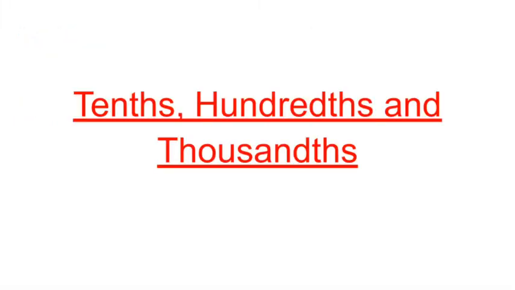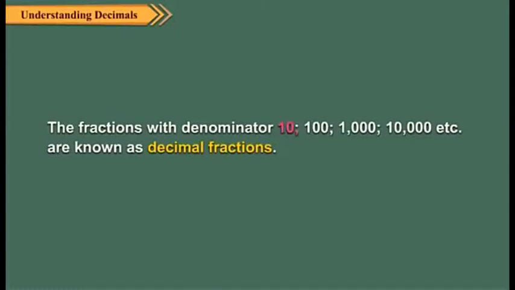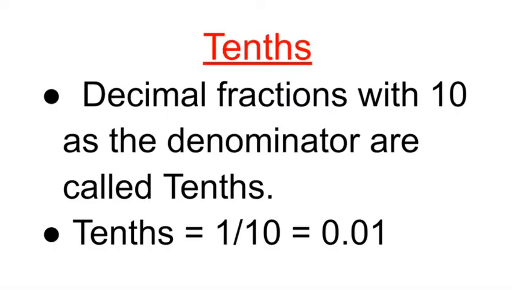Next topic is tenths, hundredths and thousandths. The fractions with the denominator 10, 100, 1000, 10,000, etc. are known as decimal fractions. Tenths. Decimal fractions with 10 as the denominator are called tenths. One tenth is equal to 1 by 10, which is equal to 0.1.